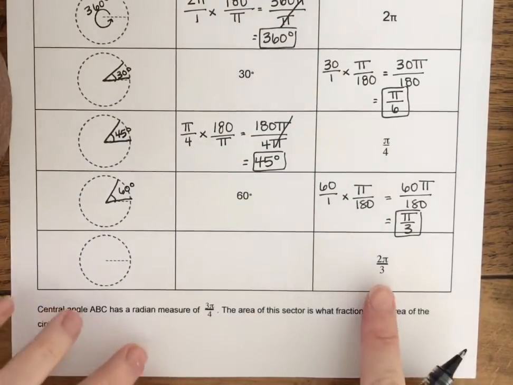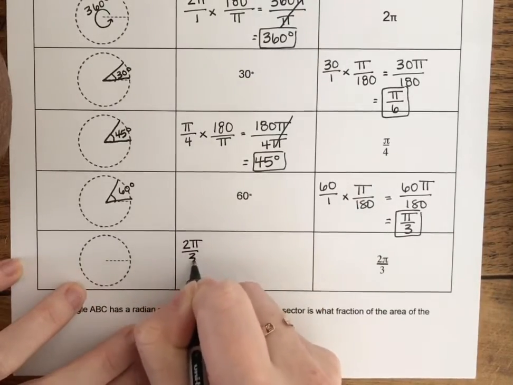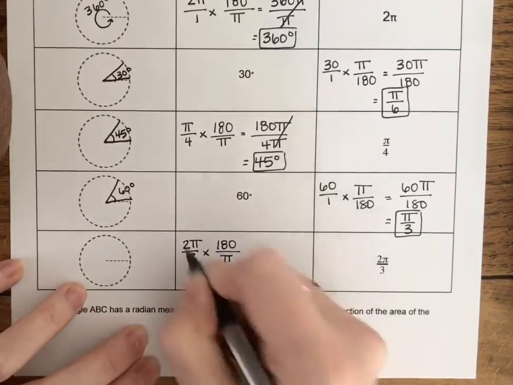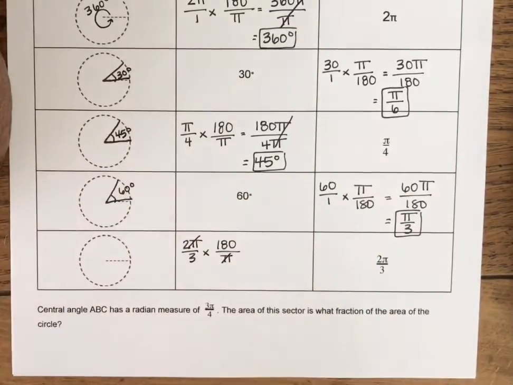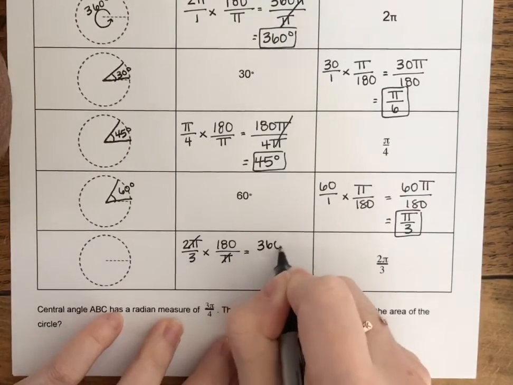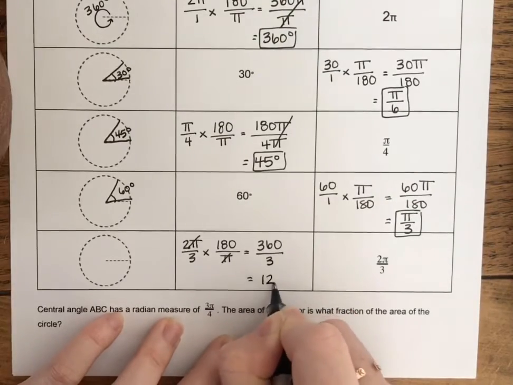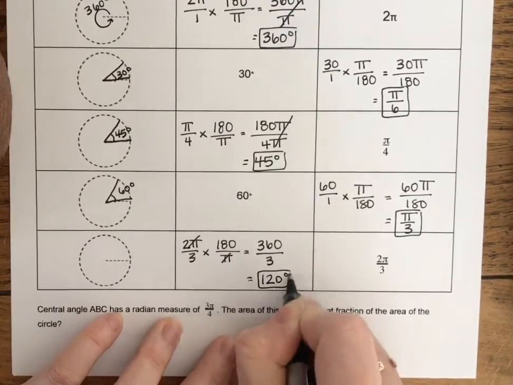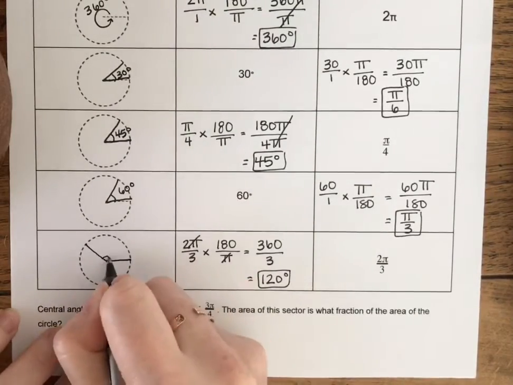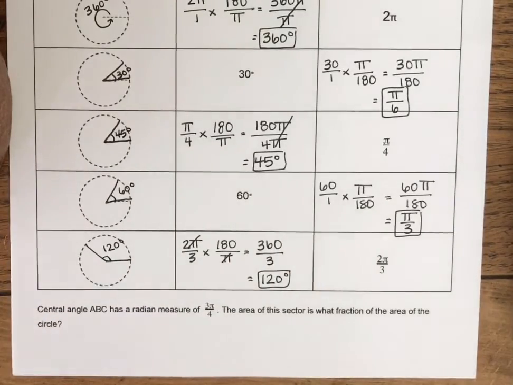And then the last one, 2 pi over 3. This is already a fraction, so I'm going to just take that and multiply it by 180 over pi. The pi's are going to end up canceling out, so I'm not even going to worry about them right now. Just cancel them out to begin with. It would be 360 over 3, which is 120 degrees. Okay, which would be slightly larger than 90. Again, does not have to be perfect. About that big in my circle.